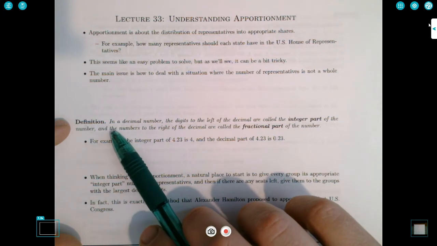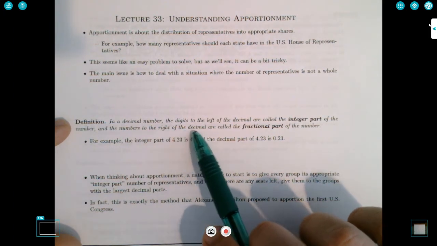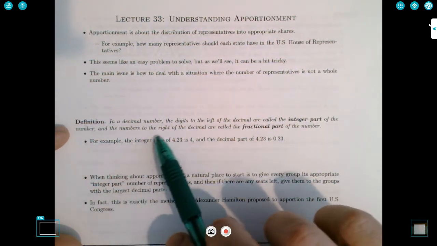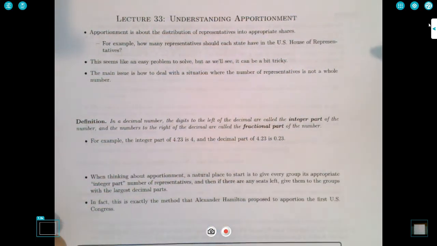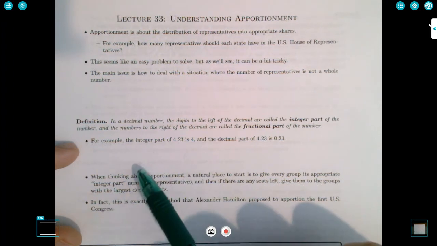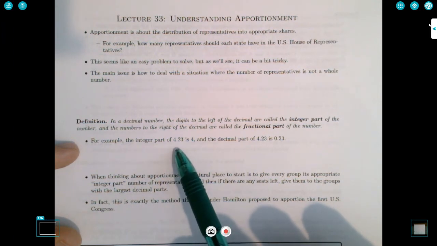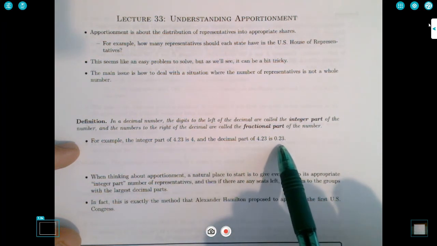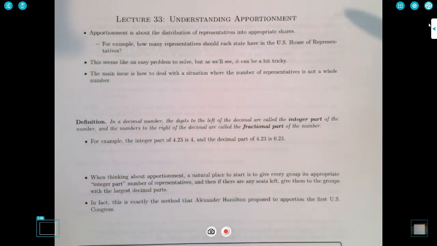For that, first of all, we need a definition. In a decimal number, the digits to the left of the decimal are called the integer part of the number, and the digits to the right of the decimal are called the fractional part of the number. For example, the integer part of 4.23 is 4, right? It's the stuff that comes before the decimal. The decimal part of 4.23 is 0.23, right? It's the stuff that comes after the decimal.